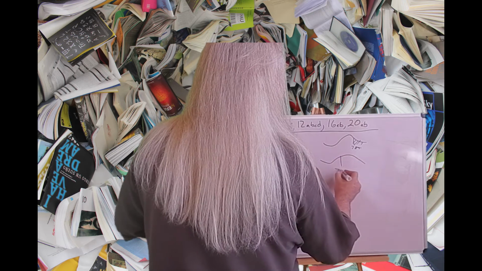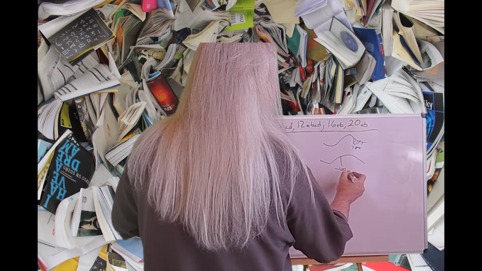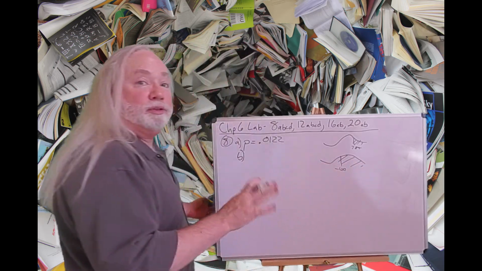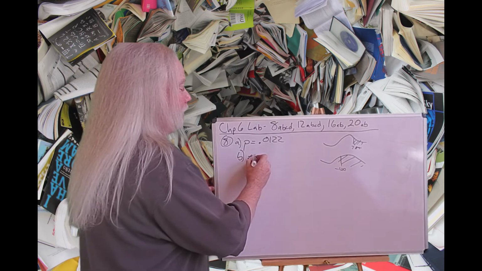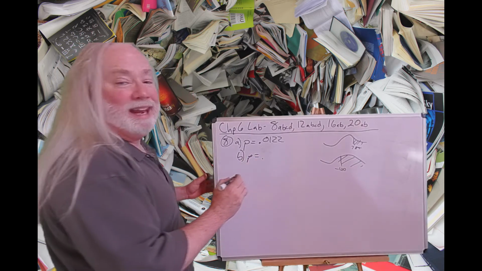For B, it says, what's the proportion above negative 1.20? So we'd get a negative 1.20, and it says, what's above it? Oh, well, that's the body. So we use the body column for that. So for 8B, that proportion is 0.8849.